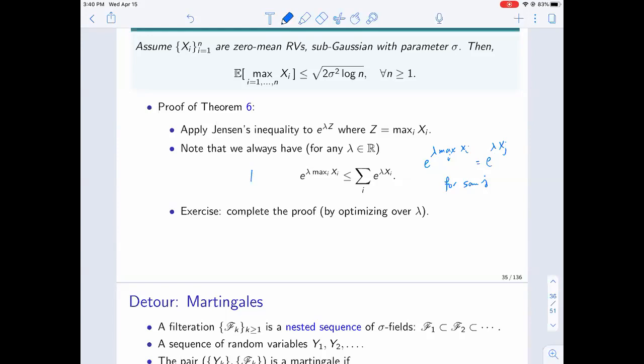So this is e, so if you take the expectation of both sides, the left-hand side you can compute. The right-hand side is e to the lambda. So I'm going to compare it with e to the lambda expectation of the maximum. What is the relation between these two?